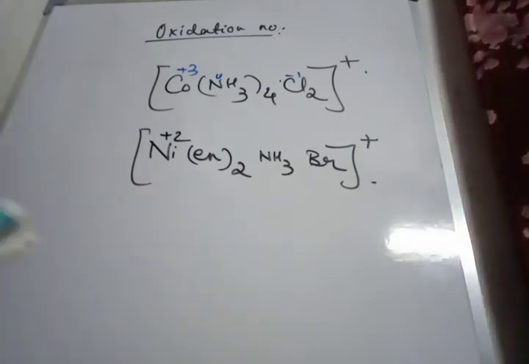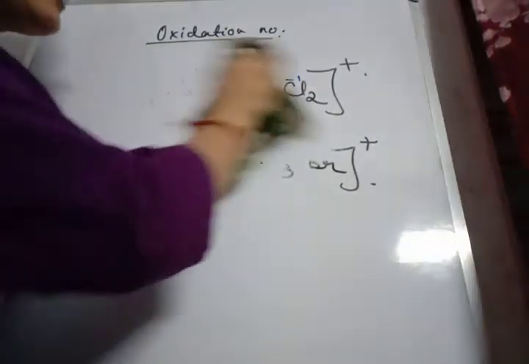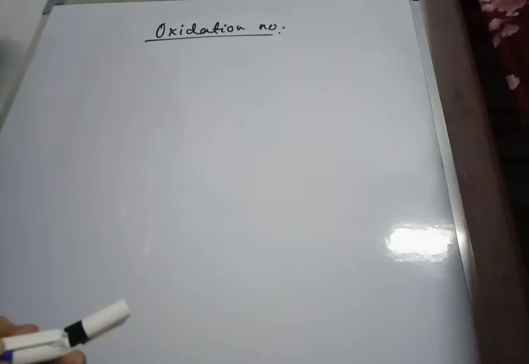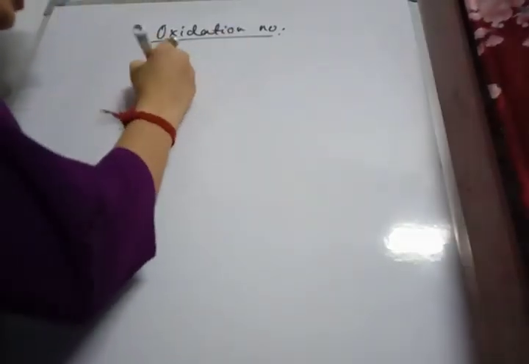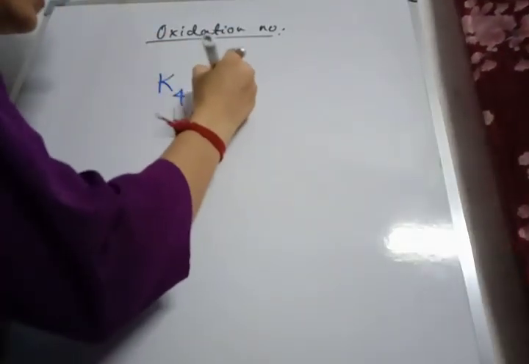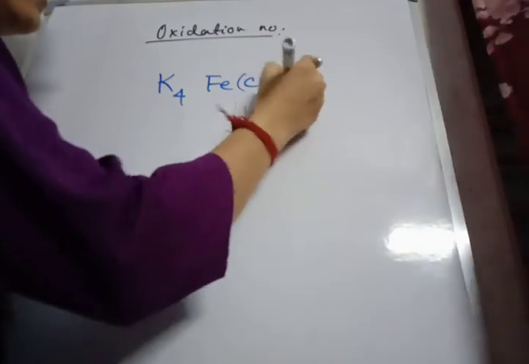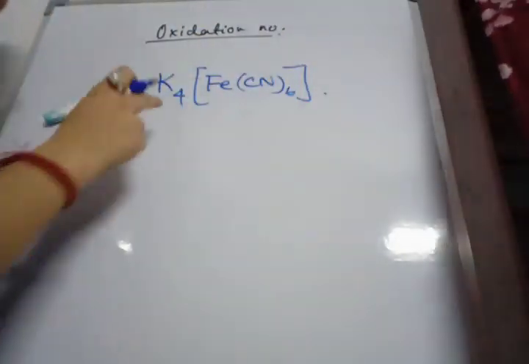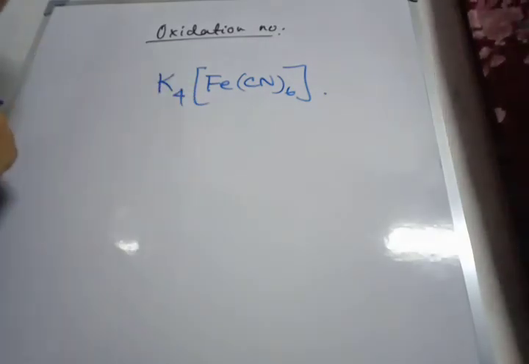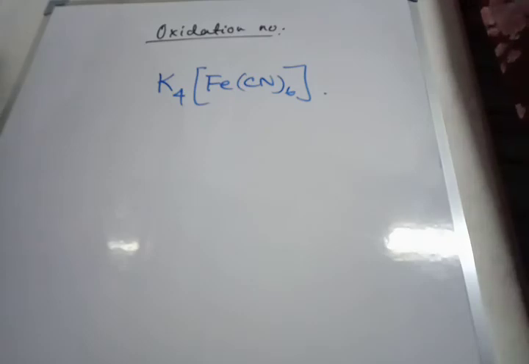Now last I'll give you an example of anionic complex. Which are the anionic complexes? Anionic complex, I told you, is when a cation is present before. Like this one. This is my anionic complex. Why? Because a cation is present before, that is potassium. So let's name this.